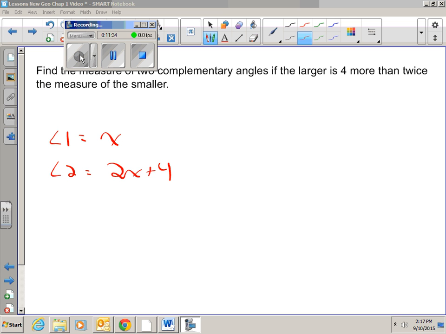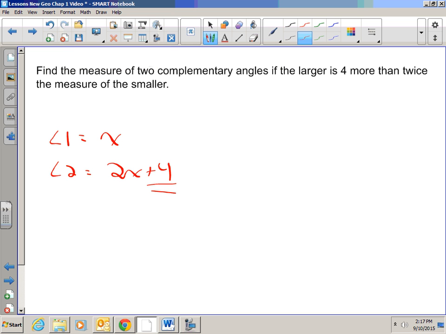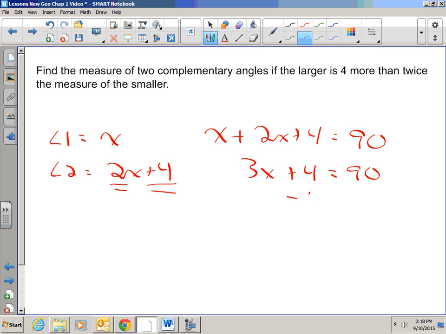Okay, hopefully you got this far. We're going to call the first angle x. We're going to call the second angle 2x plus 4 because it's 4 more than twice as big as the first one. So now we know that these two angles are complementary, which means they add up to 90. So now I know that x plus 2x plus 4 is equal to 90. We can do some algebra. 3x plus 4 is equal to 90, minus 4 on both sides. I get 3x is equal to 86. I'm now going to divide by 3.